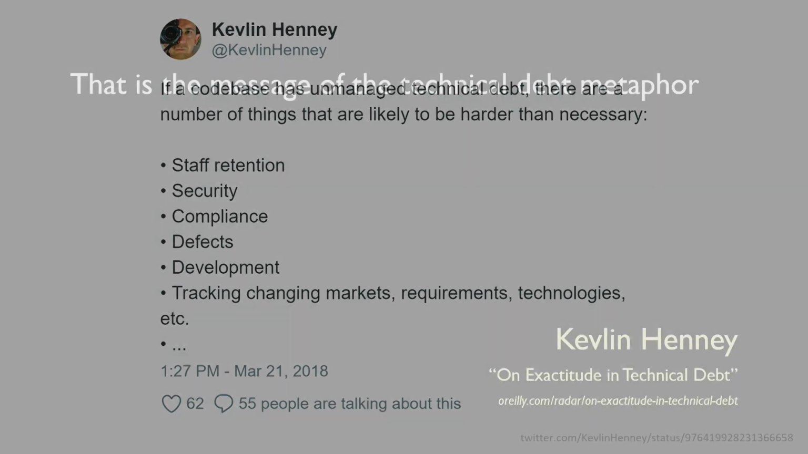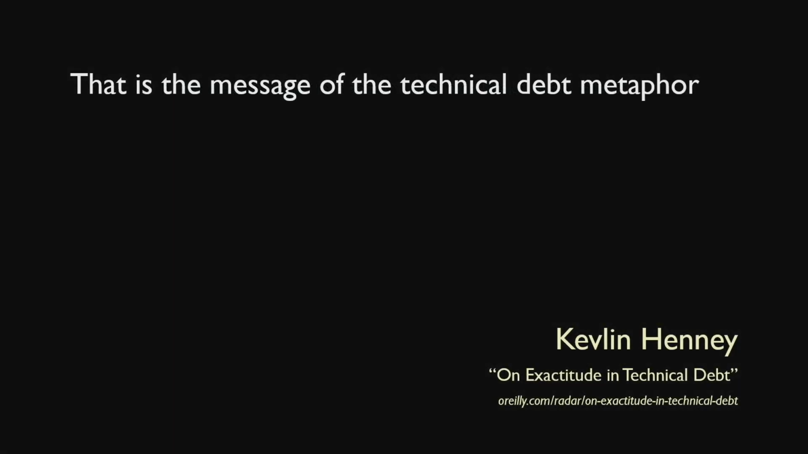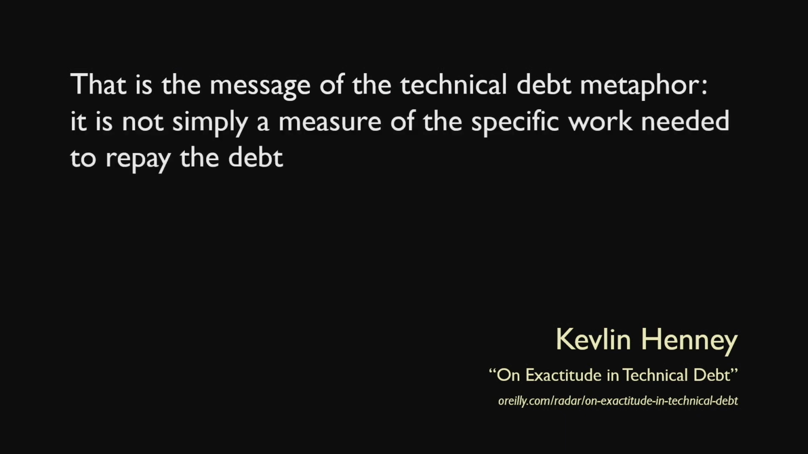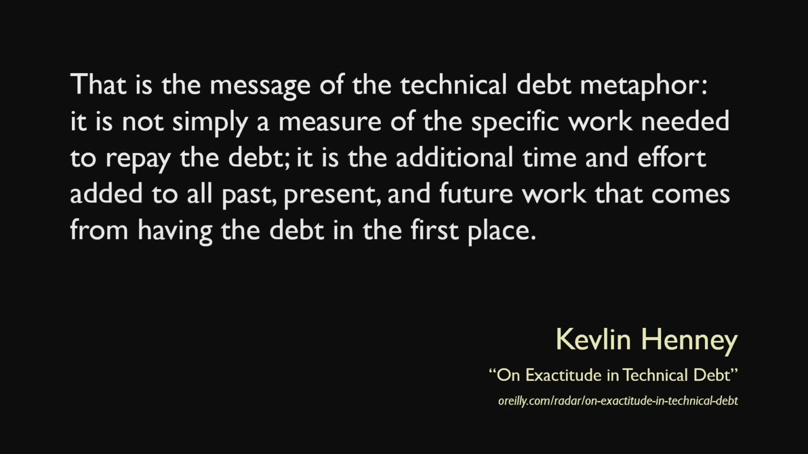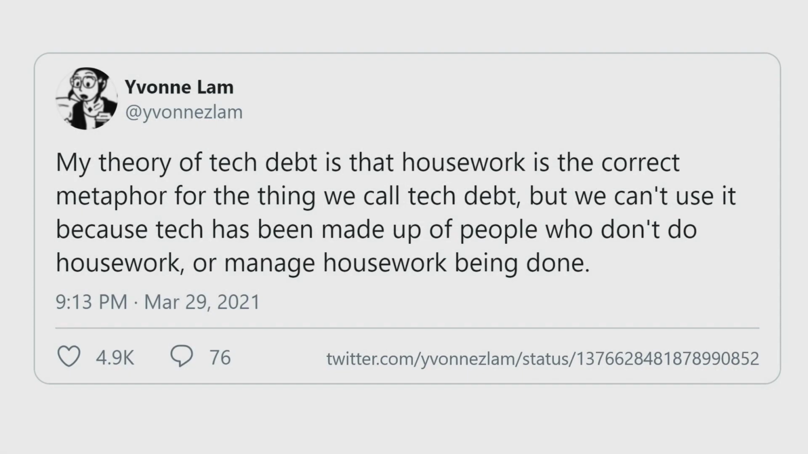So that's the message of the technical debt metaphor, which is going to take us neatly into the question of neglect. It's not simply a measure of the specific work needed to repay the debt. Sometimes people say, oh, we have this much technical debt, and they estimate it in days. That's the repayment cost. That's not the debt. It's the additional time and effort added to all of your past work, the current work, and your future work. That's the debt.